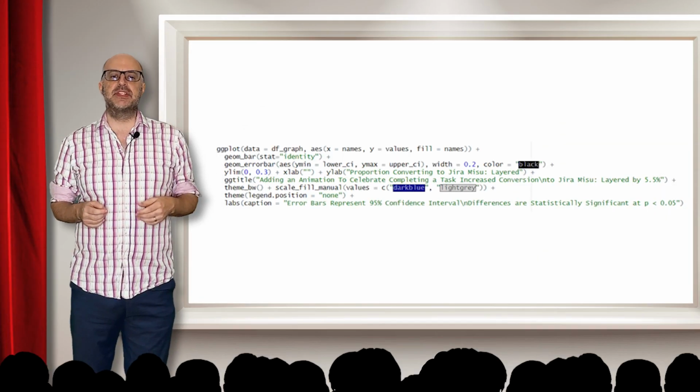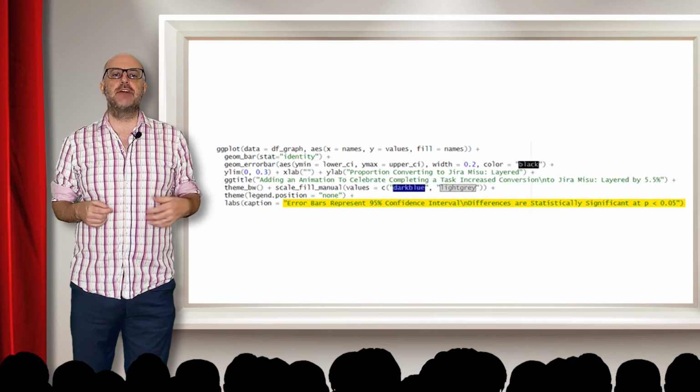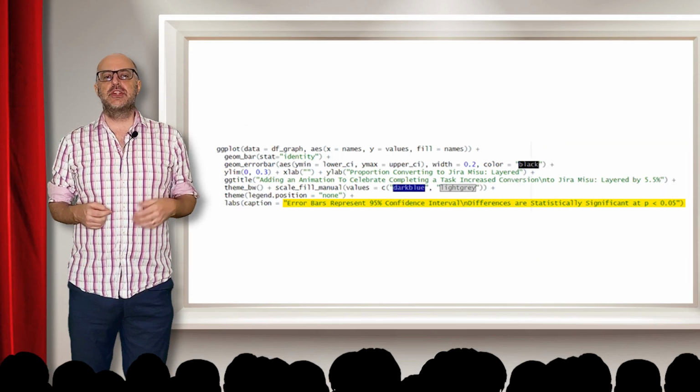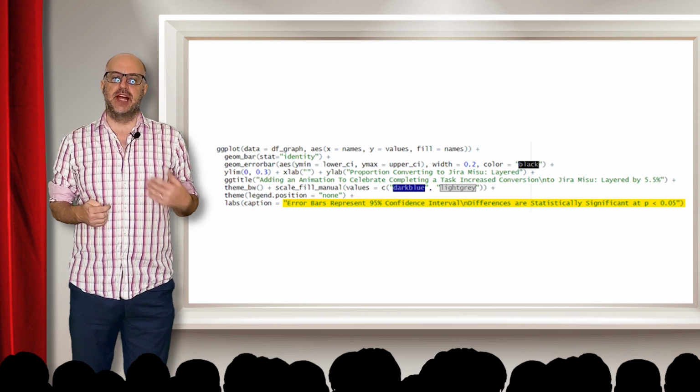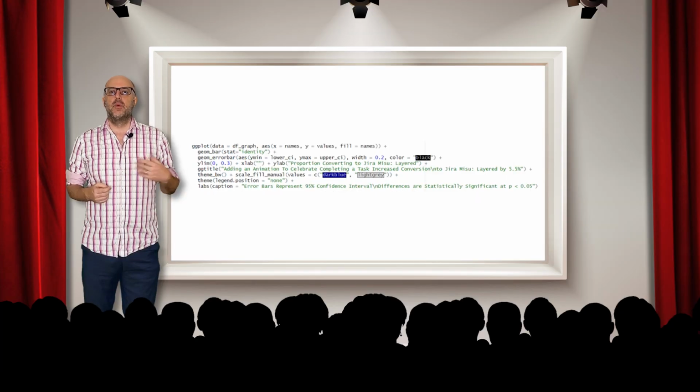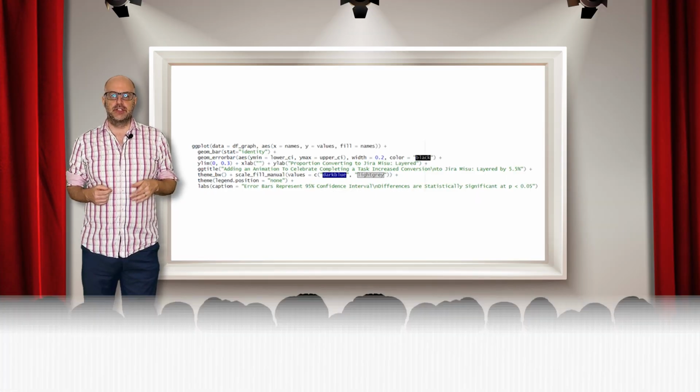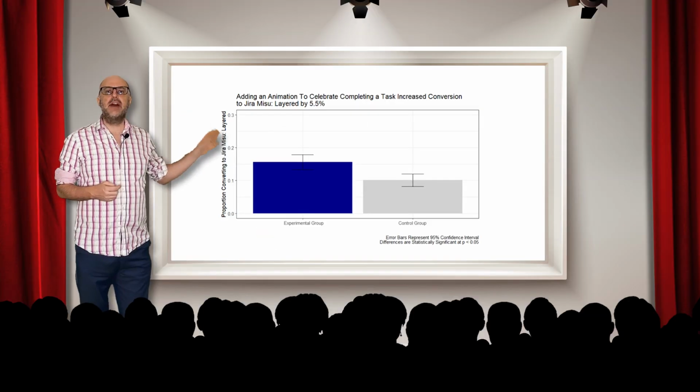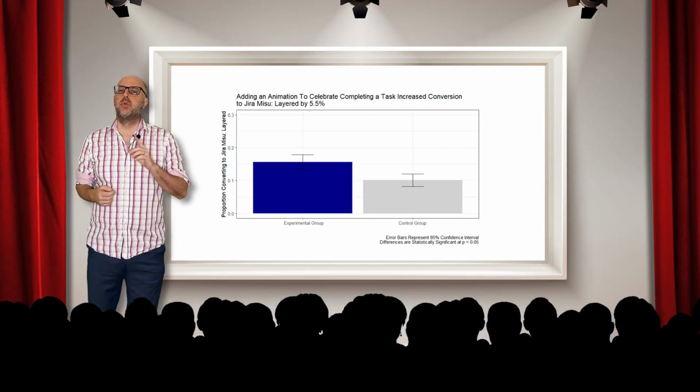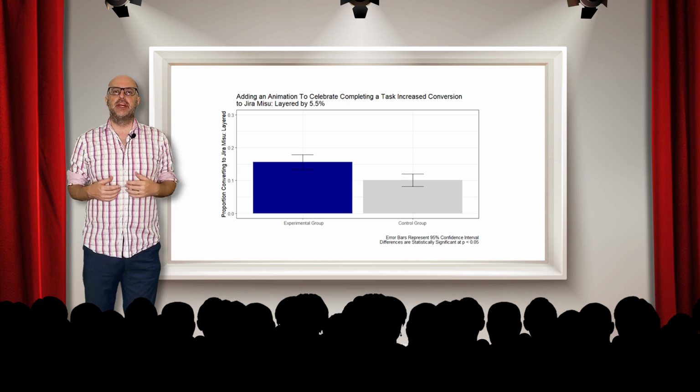In this case, we'll have it say error bars represent 95% confidence intervals. Differences are statistically significant at p is less than 0.05. Once we run that, we'll see the final output. Okay, this looks great. Now that we're done, let's go through our checklist one more time before we end the video to make sure we have a principled data visualization.